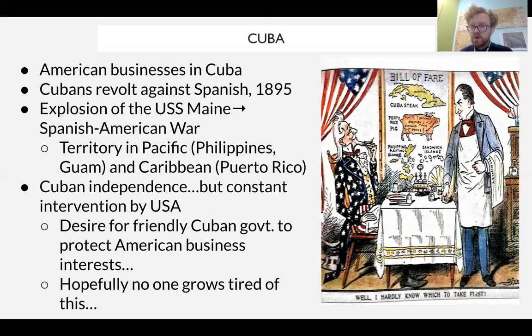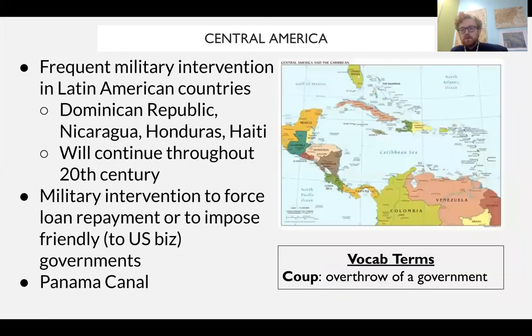Spoiler alert, they do. In the 1950s, a certain bearded guy by the name of Fidel Castro will rebel against the American-backed Cuban government. But right now, Cuba, constant military intervention by the United States. We see very similar trends throughout Latin America. Indeed, we are going to see frequent military intervention across Latin America. We are going to see frequent intervention, especially to promote American business interests.